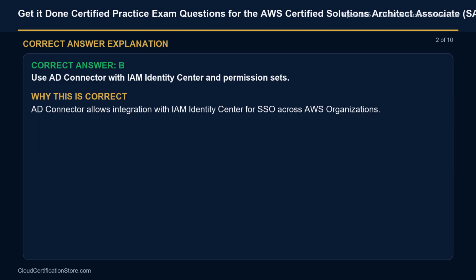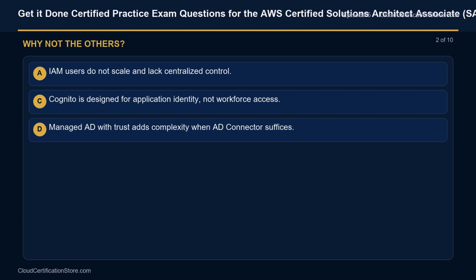Explanation. AD Connector allows integration with IAM Identity Center for SSO across AWS organizations. Why not option A? IAM users do not scale and lack centralized control. Why not option C? Cognito is designed for application identity, not workforce access. Why not option D? Managed AD with trust adds complexity when AD Connector suffices.